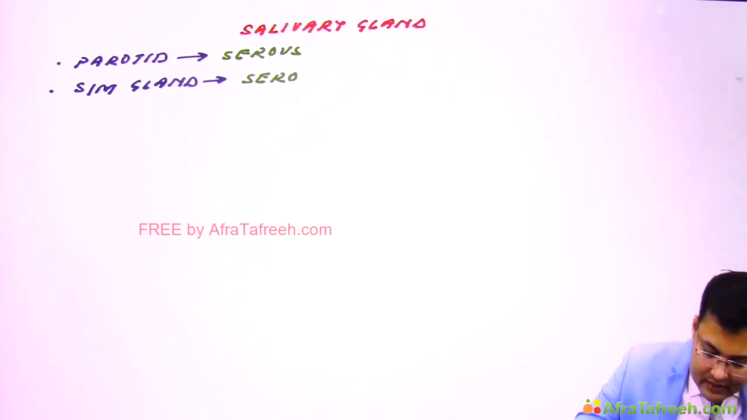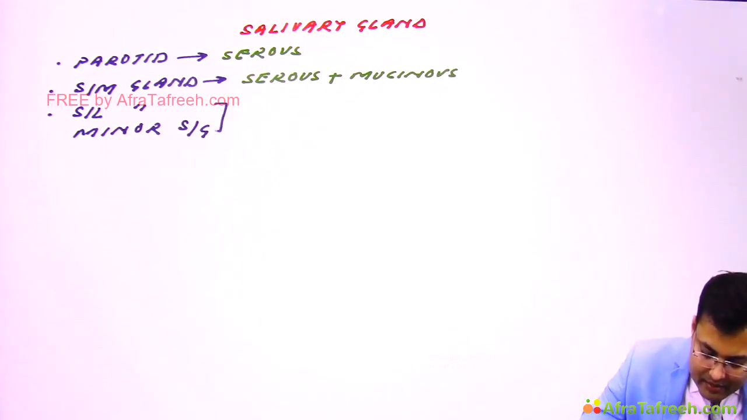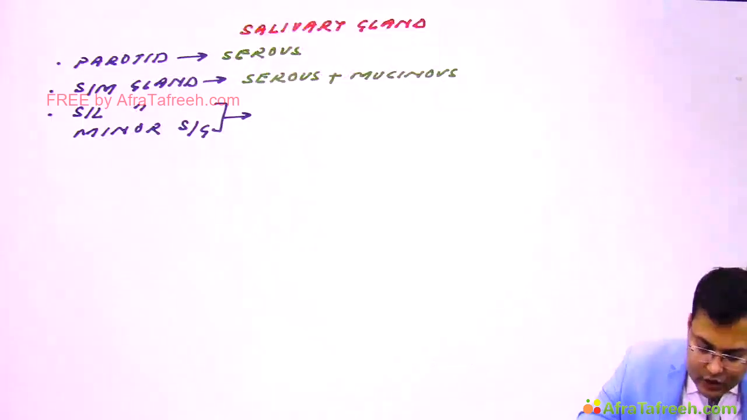So in the submandibular gland there is both serous plus mucinous acini, and in the sublingual gland and in minor salivary glands there is only mucinous acini. Okay, so this is related to acini.